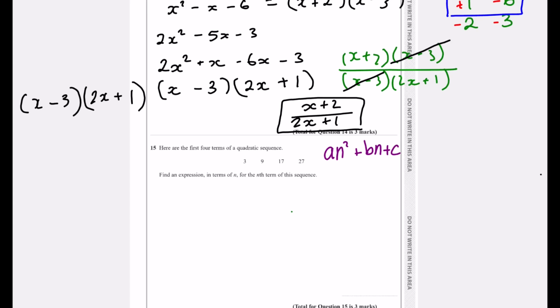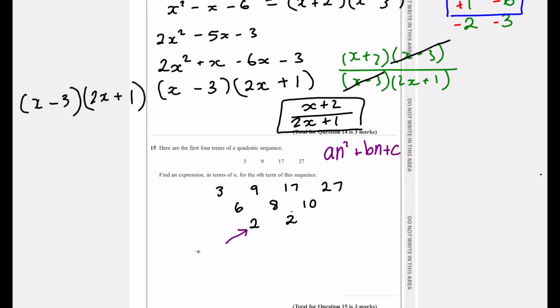In a quadratic sequence, the second difference is always the same. So the first difference here, it goes up 6, up 8, up 10, but the second difference is 2. Between 6 and 8 is 2, 8 and 10 is 2. So it goes up 6, up 8, up 10, then it will go up 12, up 14, up 16, and so on.